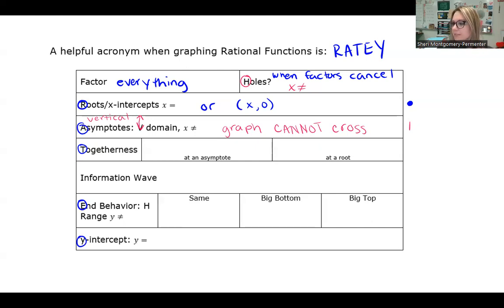For togetherness, we talked about it last class, and it was around an asymptote. If you are at an asymptote, your graph will go together, and it looks like that. That's what we call togetherness around an asymptote. At a root, which is a point, if you have togetherness, your graph will go together. They will leave the root and go together.